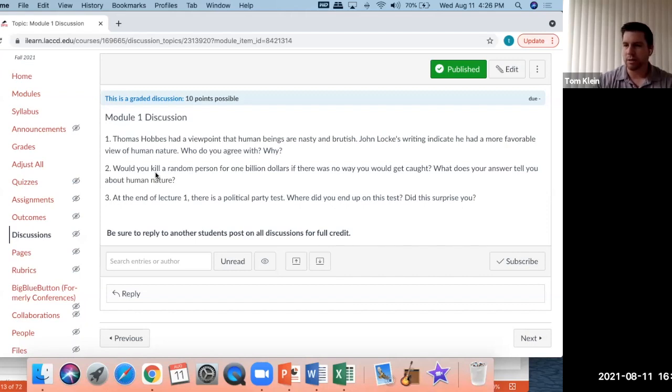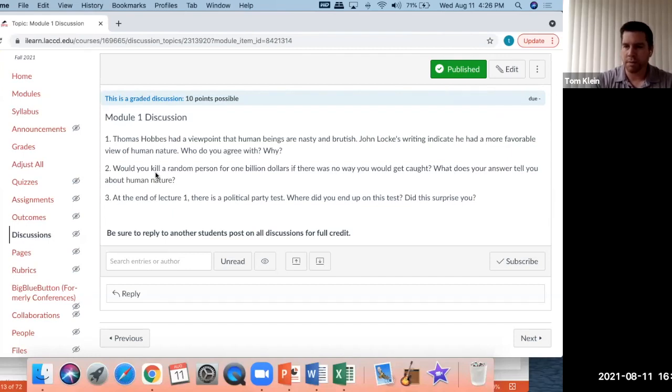I'm assuming a lot of you maybe are tempted to say, yes, I would press a button, kill a random person painlessly for $1 billion, right? Would that not go to more what Hobbes thinks about human nature? We're kind of all in it for ourselves and we'll take what we need, even if it kills someone else. However, if you answer, no, you wouldn't do it, maybe you agree with John Locke more.